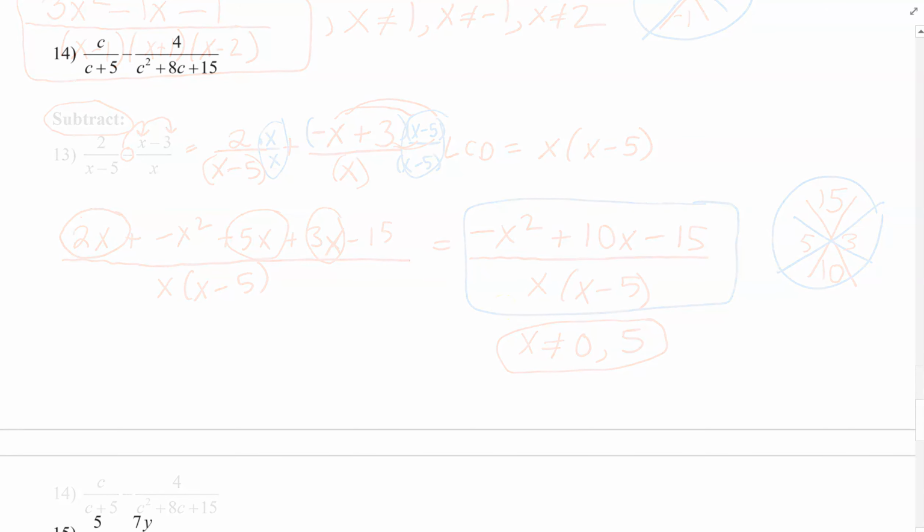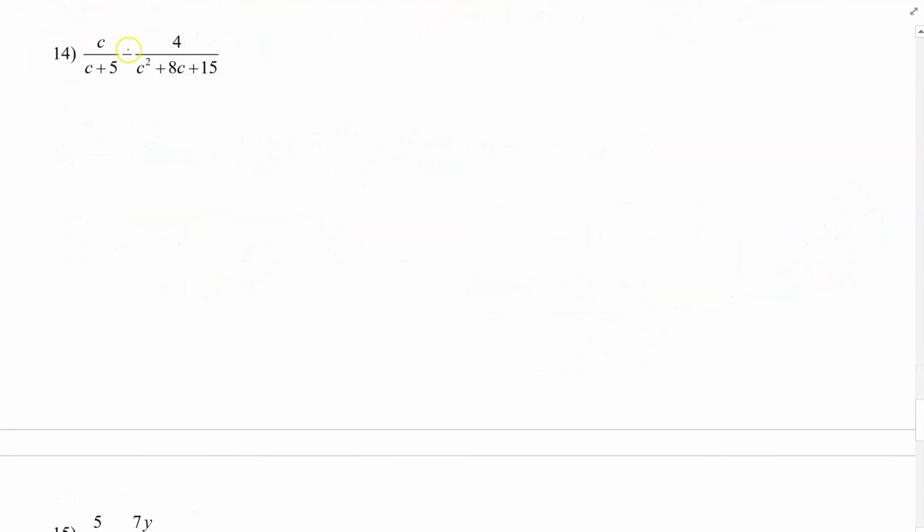In example 14, again, right away, I want to distribute that negative to the 4 and think of this as an addition problem. So I'll think of it as c over c plus 5 plus negative 4 over c squared plus 8c plus 15. I do that first before I even start looking for an LCD.